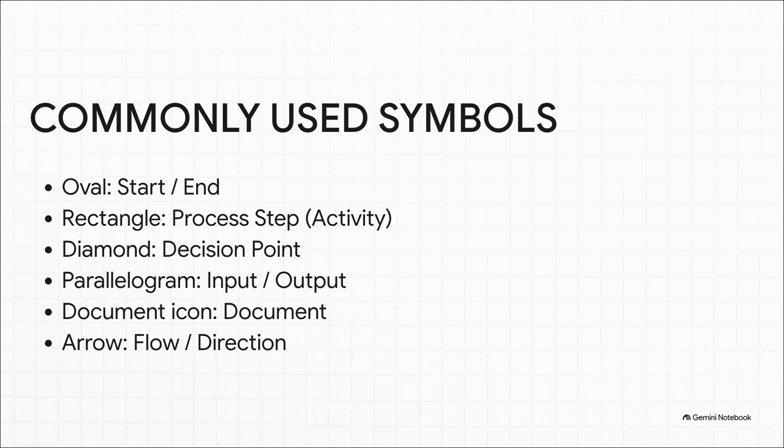Ovals are your start and end points. Rectangles represent a specific process step or activity. Diamonds, those are your decision points. Parallelograms represent inputs and outputs. The little document icon, well, that represents a document. And arrows just show you the flow and direction. Sticking to this standardized setup means that any auditor, anywhere in the world, can instantly read your map.